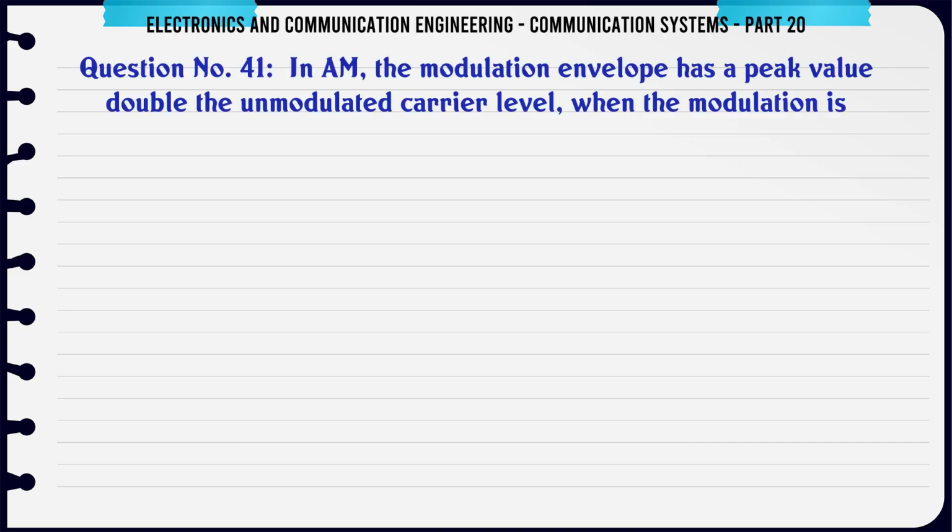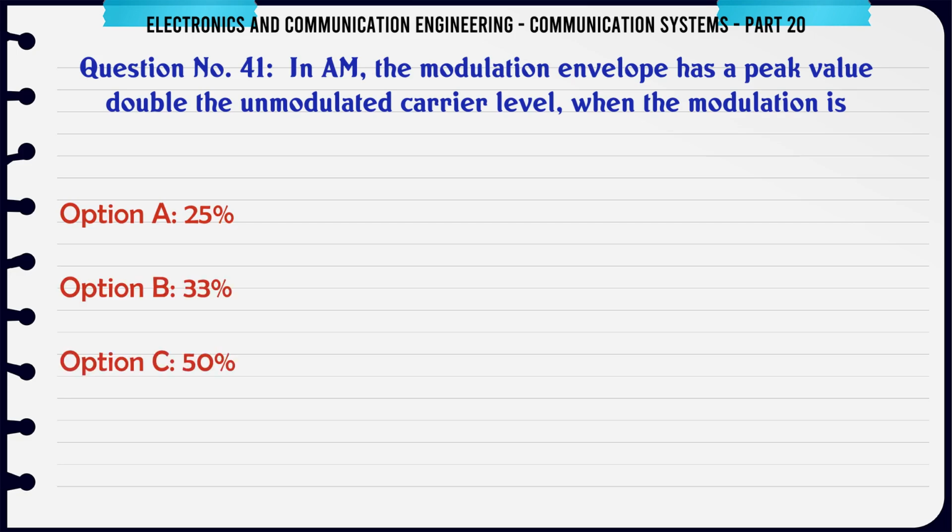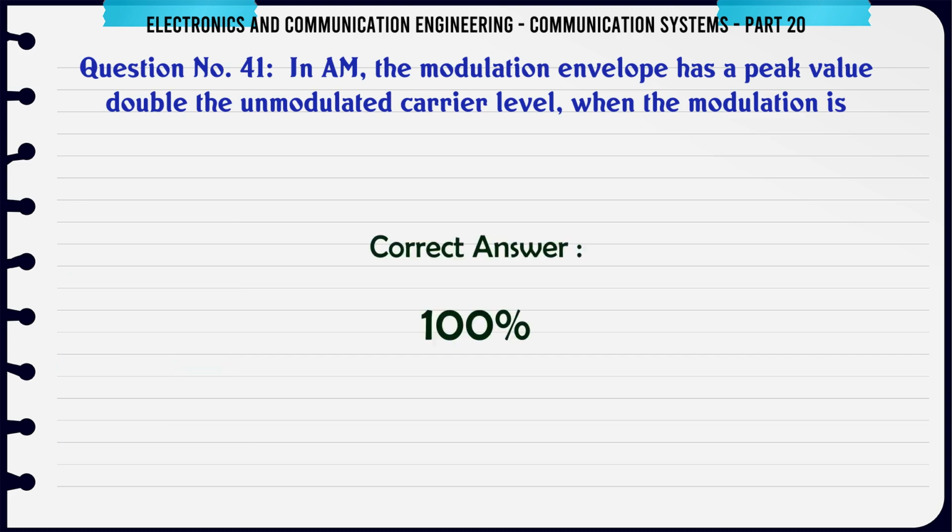In AM, the modulation envelope has a peak value double the unmodulated carrier level when the modulation is A. 25, B. 33, C. 50, D. 100. The correct answer is 100.